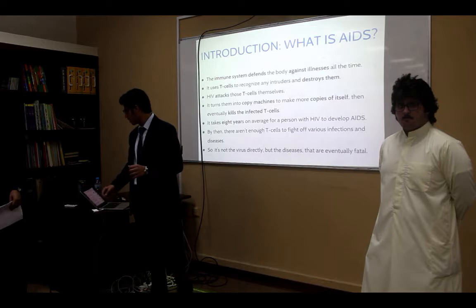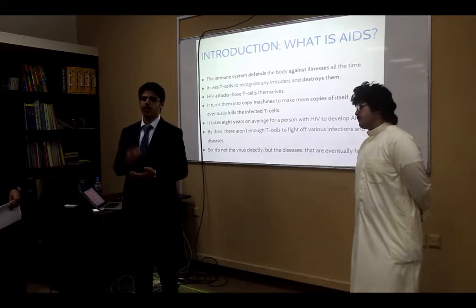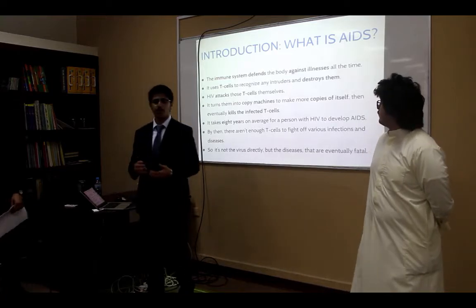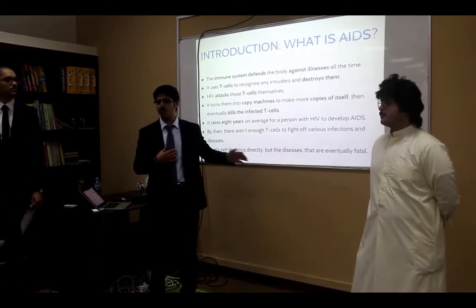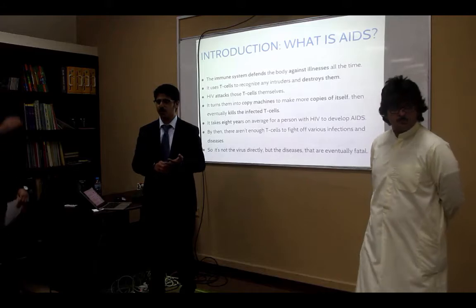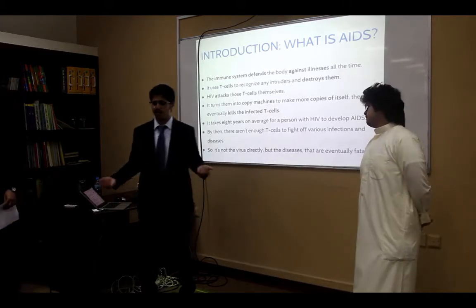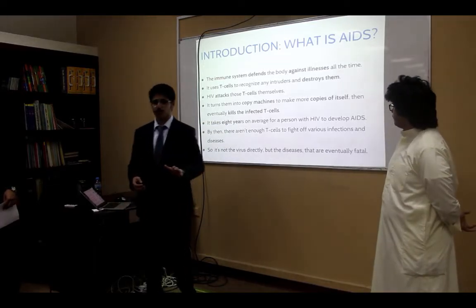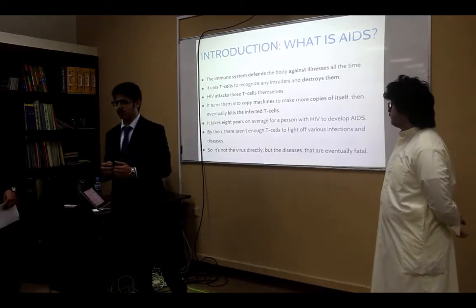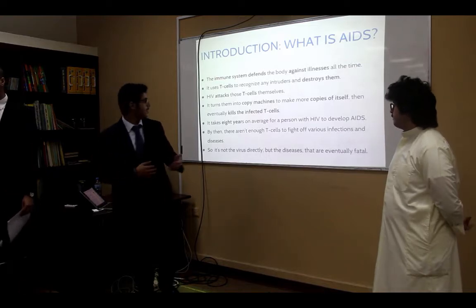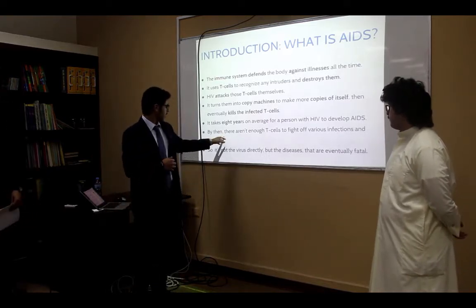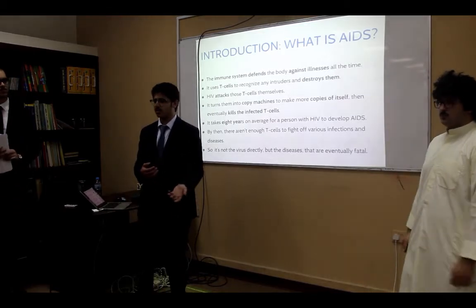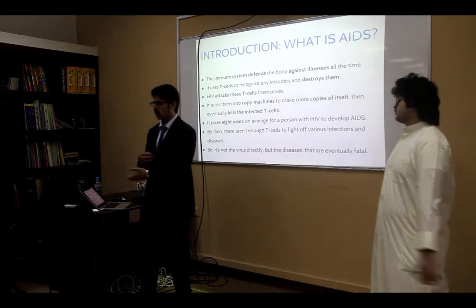by breaking down the lymphoid tissue, which is responsible for creating lymphocytes and also antibodies. So by then, your body won't have an efficient immune system to take on, let's say, the flu virus or any other disease. It takes 8 years on average, without treatment, for a person with HIV to turn into AIDS, and by then there aren't enough T cells in your body to protect you against any other disease, which can lead to it being fatal.